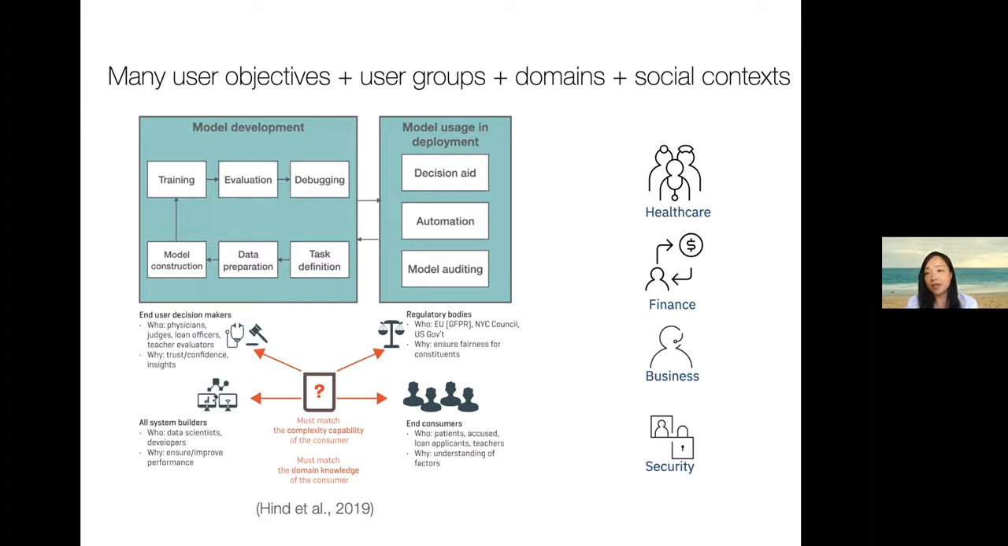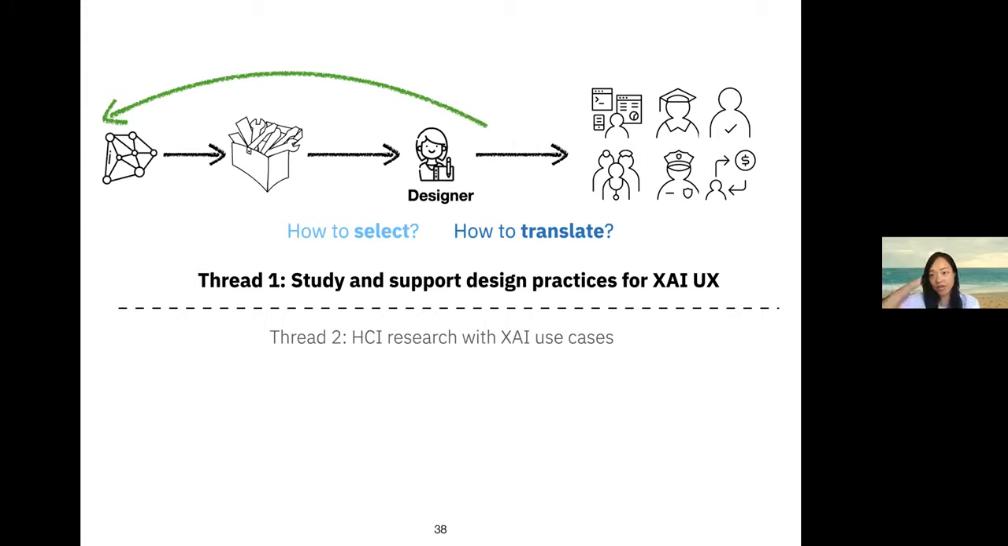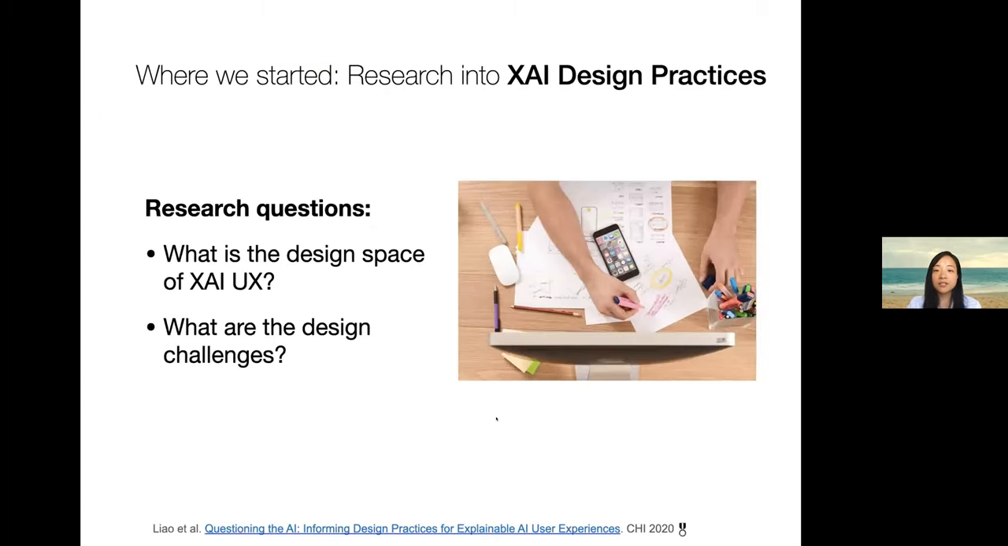So at the end of the day, even though having use case specific prototypes or design guidelines is useful, we need to do user-centered design. We need to understand the nuances of user needs and the nuances of their work context. So that motivated us to do the other thread of research, which is to look into the design practice. It started with an interview study I did in 2019. I interviewed 20 designers working across 16 AI products within IBM.